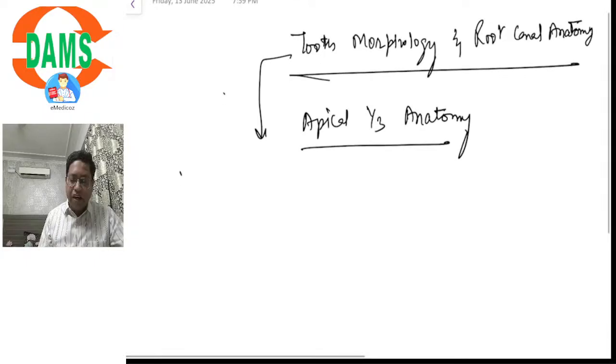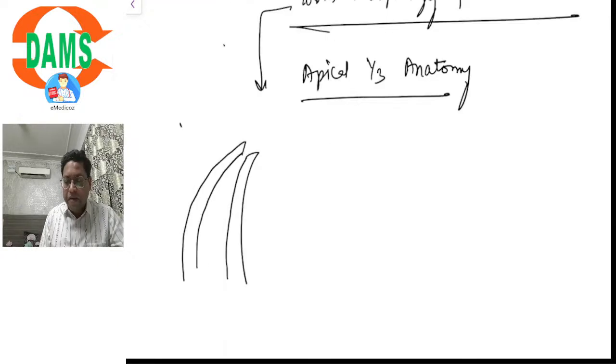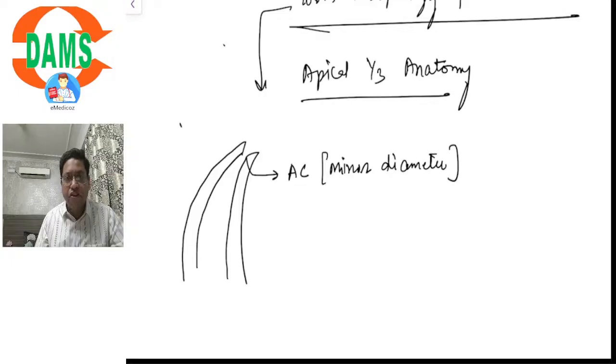If we look at the longitudinal section of any tooth root, its anatomy is something like this. This is a longitudinal section of a tooth root, and there are three important landmarks present in the apical one-third. This narrowest apical portion of the root canal is called the apical constriction or AC. It is also called the minor diameter of the tooth. It is the most constricted apical part of the root canal. That is called AC, or apical constriction, or minor diameter.